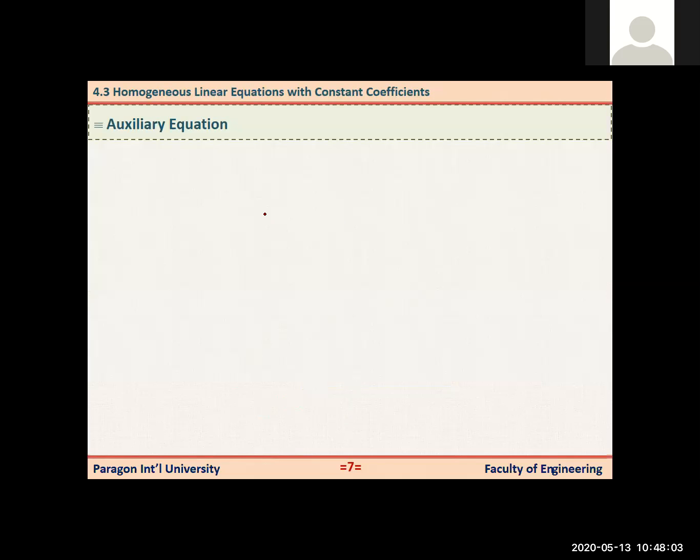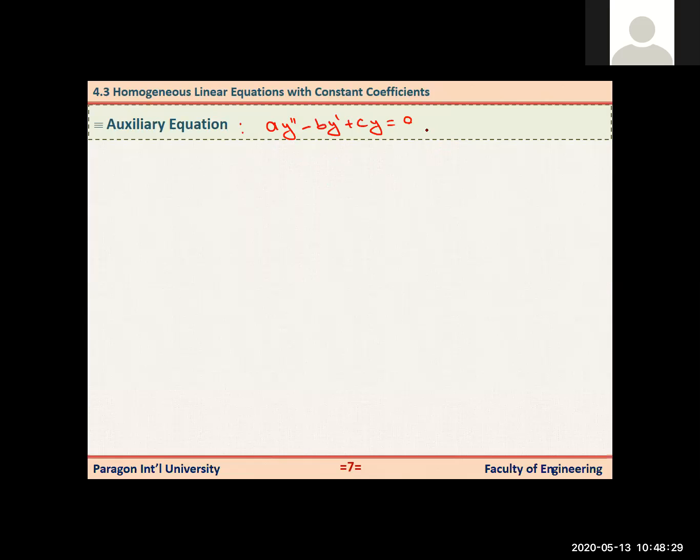Now we will start with the second order differential equation. Let's say we are given a special case. Let's consider this differential equation: a y double prime plus b y prime plus c y is equal to 0. How do you solve this equation?